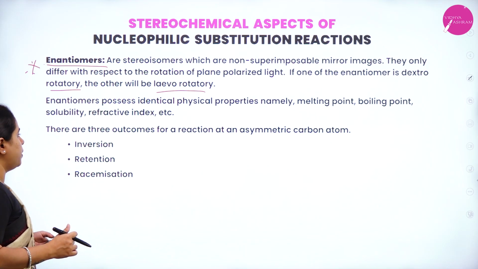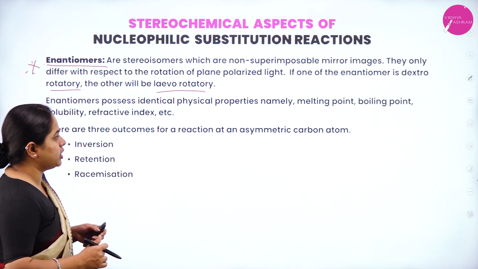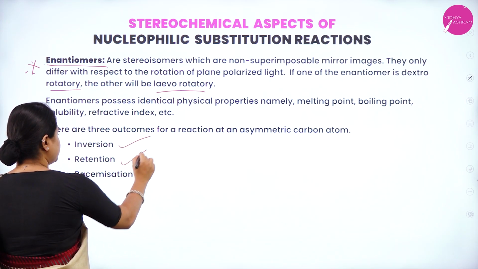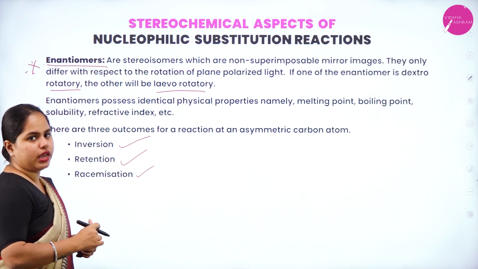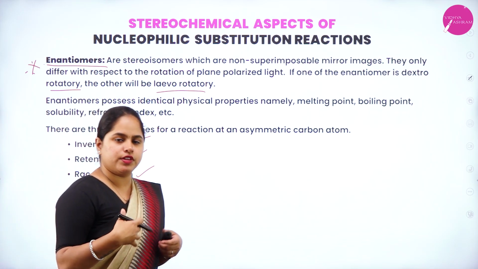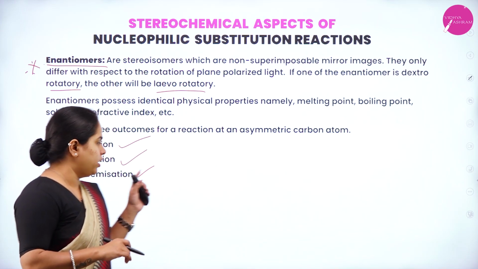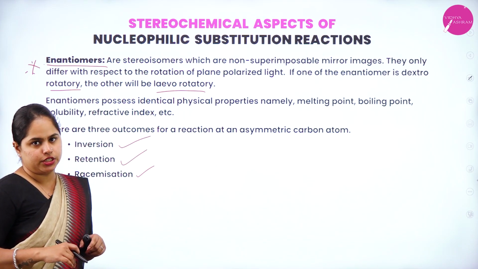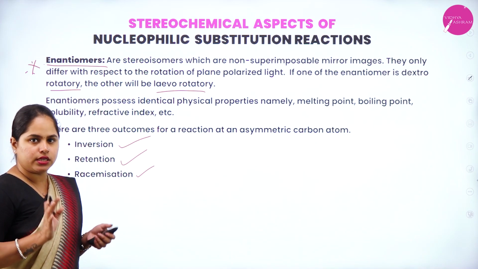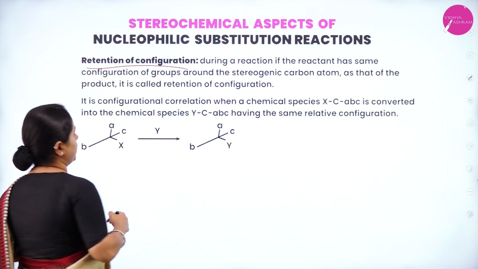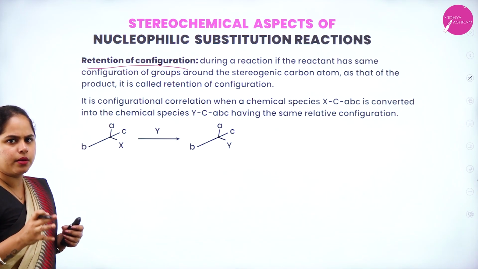Now moving on to the next part, there are 3 outcomes for a reaction at an asymmetric carbon. Either it can undergo inversion, retention or racemization. If we have an asymmetric carbon undergoing a nucleophilic substitution reaction, it can undergo inversion, retention or racemization. Let us understand what is happening. First, let us understand what is retention of configuration. Retention means it will remain the same, right?